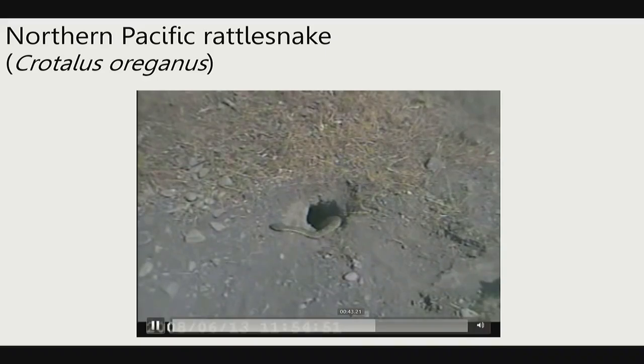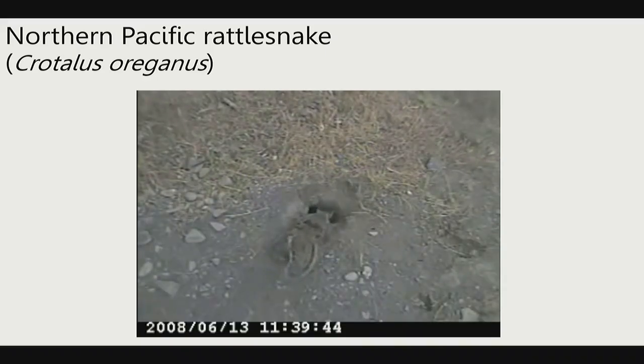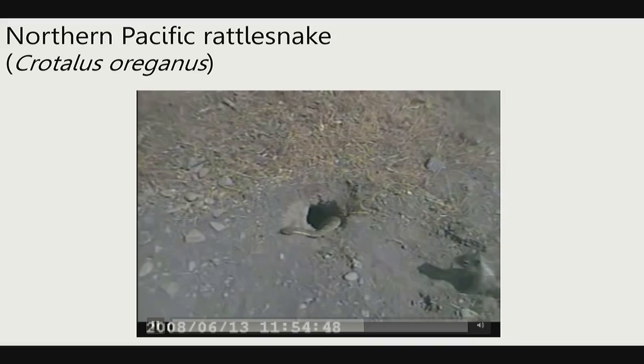Everyone see that? That was real time, by the way. Oh, no, never mind. That's a jump, my mistake. But here we go. Here's the rattlesnake emerging from the den. This is a rattlesnake that almost certainly went in and was able to raid a California ground squirrel den here, potentially eat a juvenile.